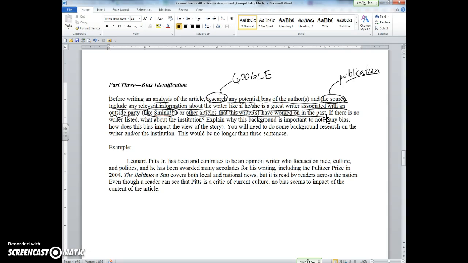For example, if I'm going to research something about the refugee crisis in Europe, I might want to see if my journalist is actually in Europe right now. Is my journalist in Hungary or in Germany, to see what the general opinion is of the people? Has my journalist written other articles on the refugee crisis? That's going to make him or her more reliable because they're more knowledgeable.